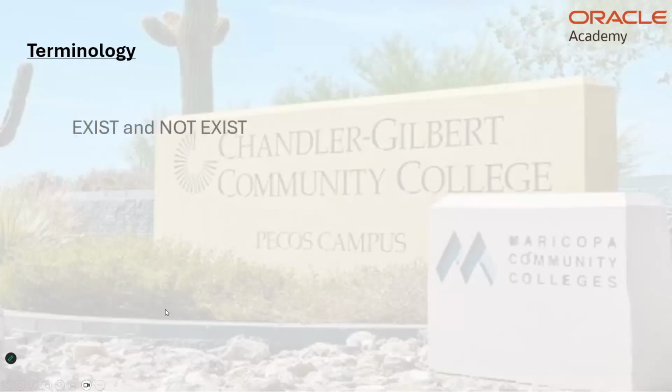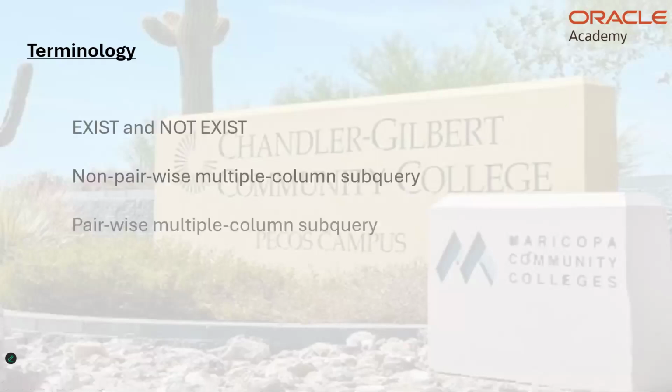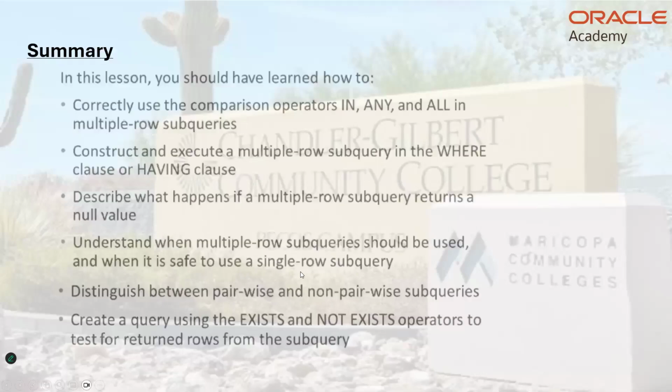All right, EXISTS, NOT EXISTS, non-pairwise multiple-column subquery, pairwise multiple-column subquery. These are a little confusing. You will not have pairwise or non-pairwise on the final. So run through the examples, watch the videos. It'll probably make a little more sense, and then go from there.